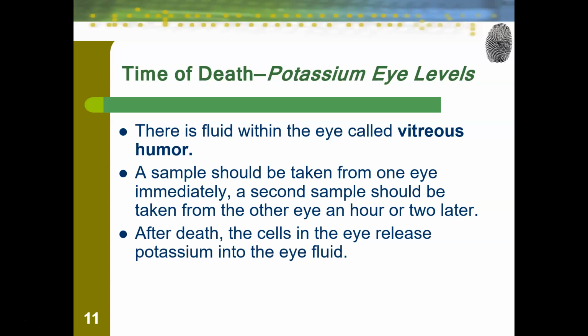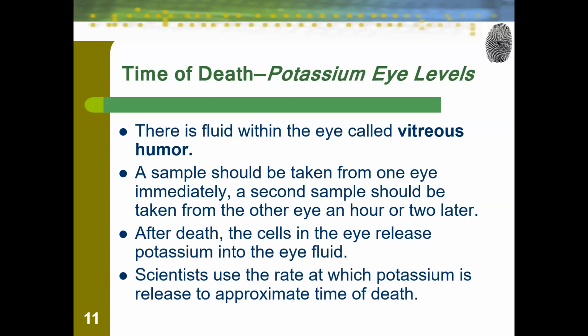So after death, the cells in the eye release potassium into the eye fluid. Scientists can use the rate at which potassium is released to approximate a time of death. So normally there is no potassium in this fluid. So if you know that after an hour, the potassium increased from this number to that number, that tells you about how much potassium is being added every hour, and you can backtrack to say when it would have been 0 potassium, and it gives you another estimated time of death.